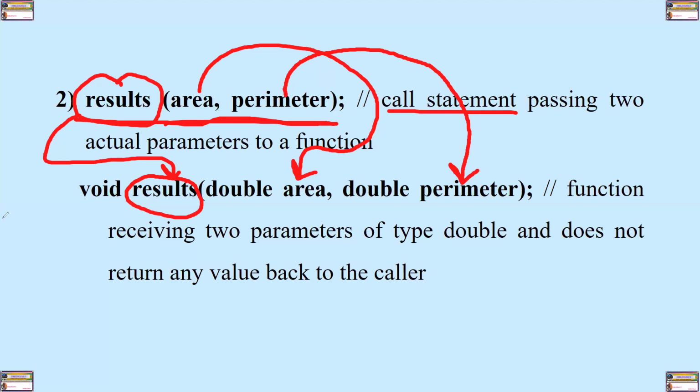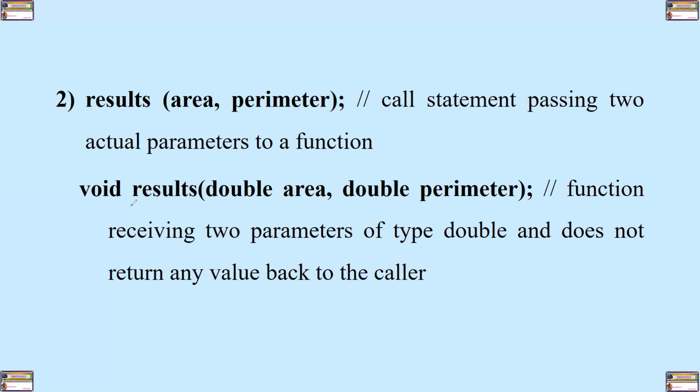Then, once the function called results has received what it has received, you can see it is not passing any results back. It's not sending anything back to the caller. And that's why this call statement does not have any equal sign, with the results being stored anywhere.